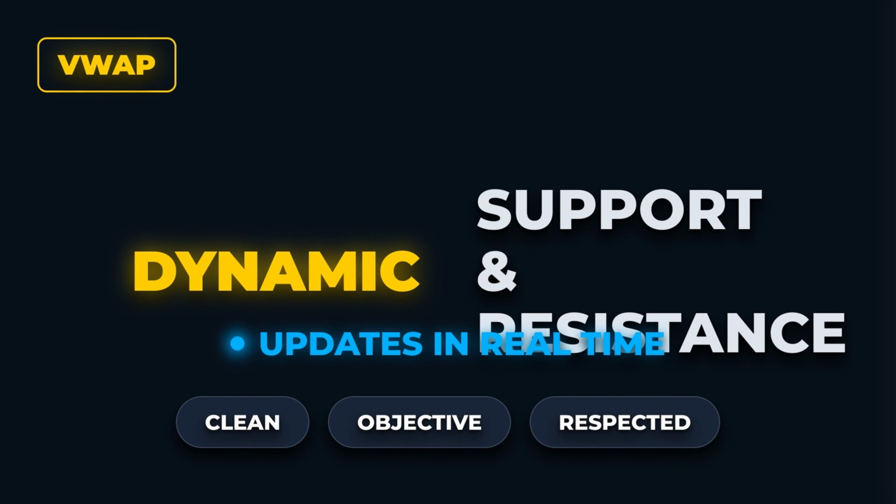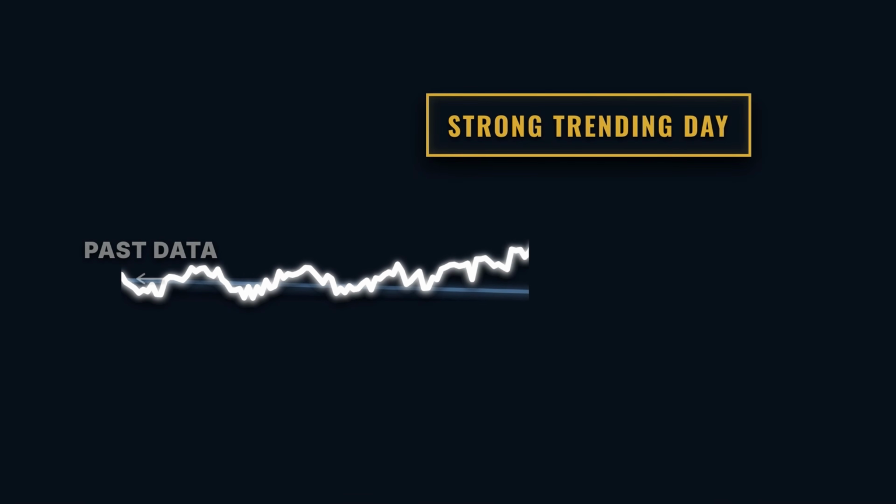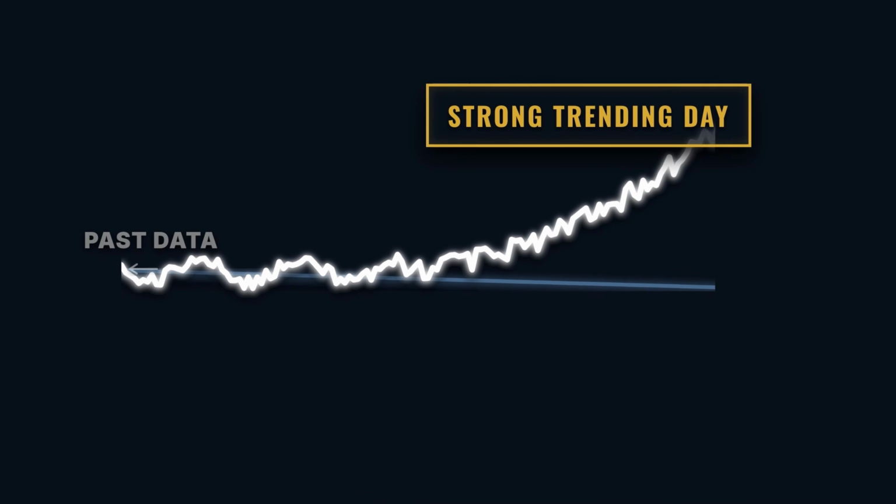It resets every single day, giving you a fresh read for each trading session. However, here's where it starts to break down. Like everything else, the VWAP is a lagging indicator. It's going to reflect past data, not the future. In a strong trending day, price can stay above or below that VWAP for hours and hours and hours. So using it as a mean reversion tool in a trending market will get you chopped up.